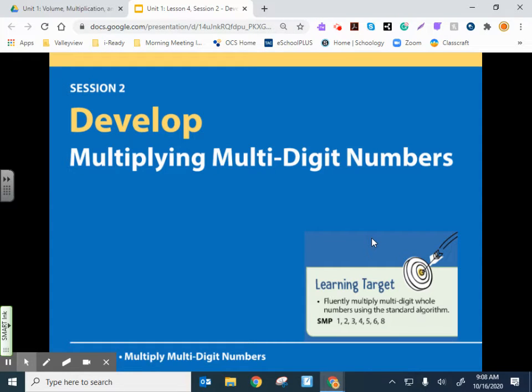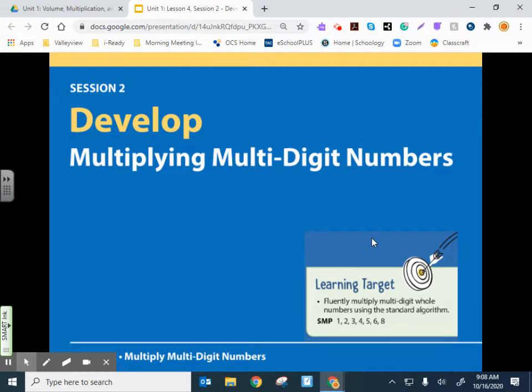As you'll notice, I've got a little different format for our slideshows, which makes our videos a little bit different, but I think this will work out a little bit better. Again, trying to find the best way to teach this math for everyone. So again, it's the developed portion of multiplying multi-digit numbers.